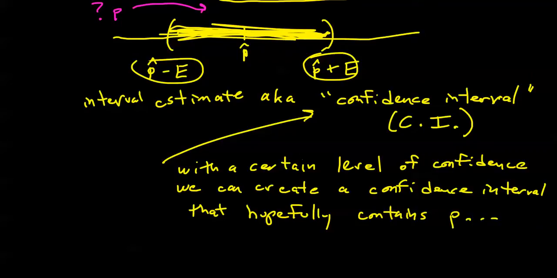All right, so that's the idea. We're creating a bucket, a numerical bucket that hopefully traps p in between. All right, so that's where we're headed here. You've got to get some more notation and definitions down.